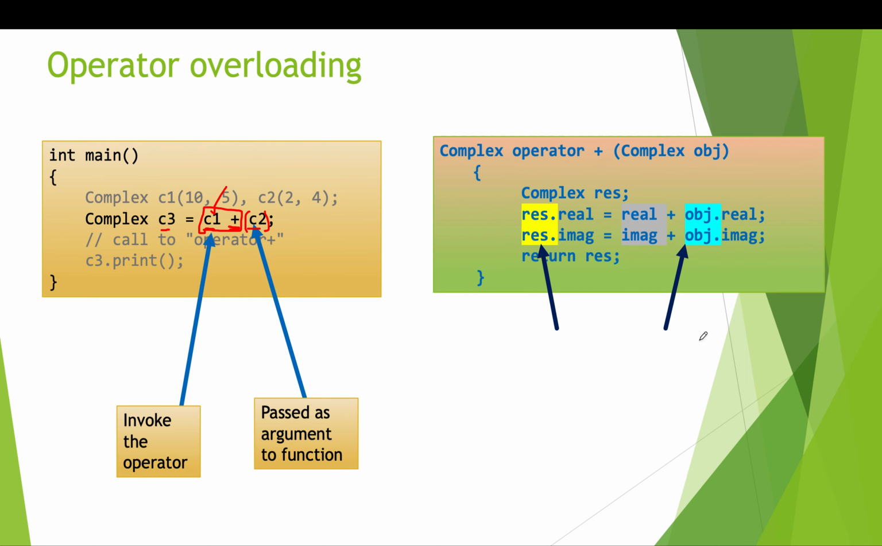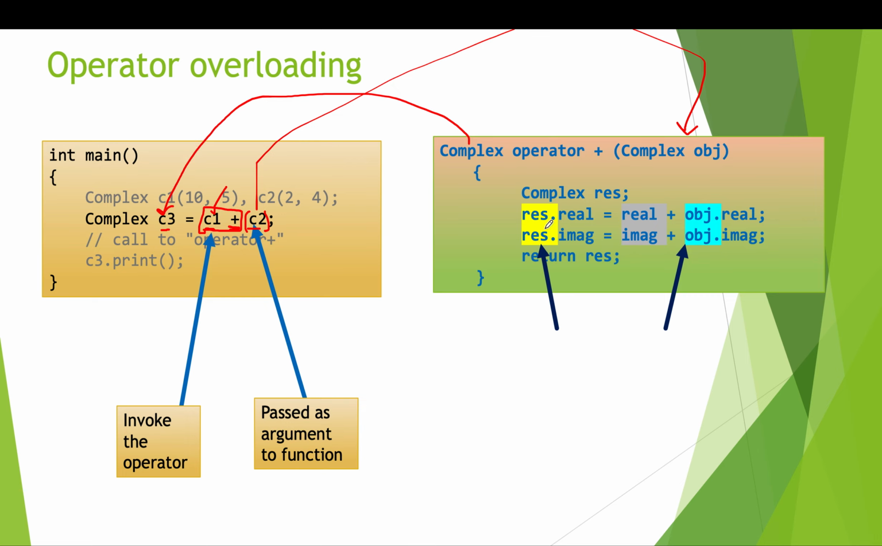And now when we come here to the function, this is our definition. So our C2 is the Complex obj. Whatever the values of C2 are will be stored. This is call by value. C2.real will be stored in obj.real, and C2.imaginary will be stored in obj.imaginary. And it is returning something. This returned value will be stored in C3.